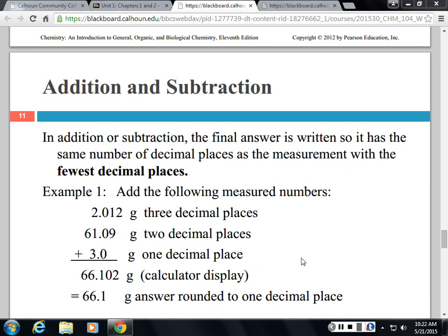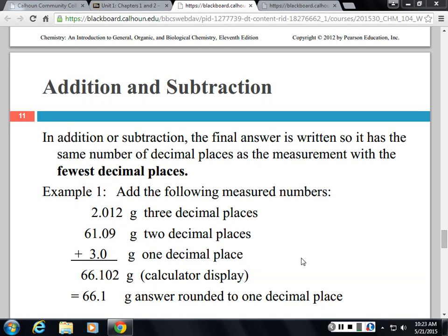When you add and subtract, you have a different rule than with multiplication and division. You're not looking at significant digits, even though that's what we've been thinking about. We've just learned what those are, we've used them, and now we're changing gears, okay? Now we're not looking at significant digits, we're looking at the decimal place, okay?